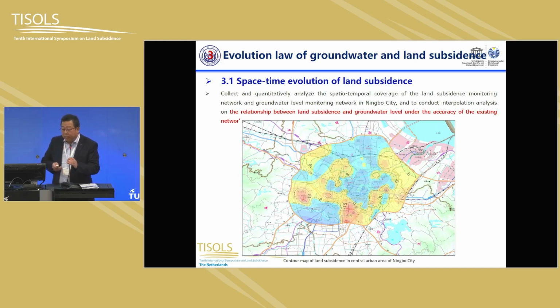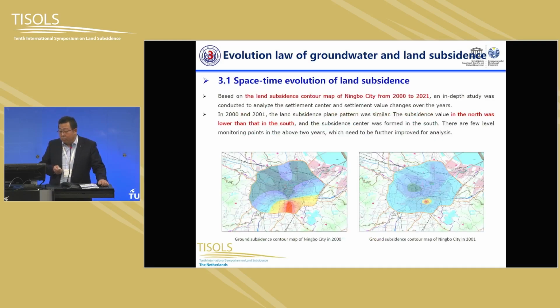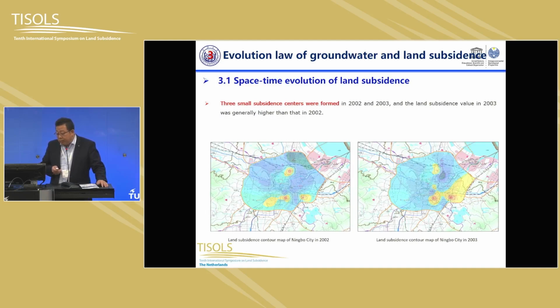First, we analyzed the evolution law of land subsidence in space. We have the land subsidence data, and we draw the contour map. We can see that the contour map indicates the evolution law of Ningbo City. We can see that in 2000 and 2001, the land subsidence is different. And the next year, in 2002 and 2003, it is also different.